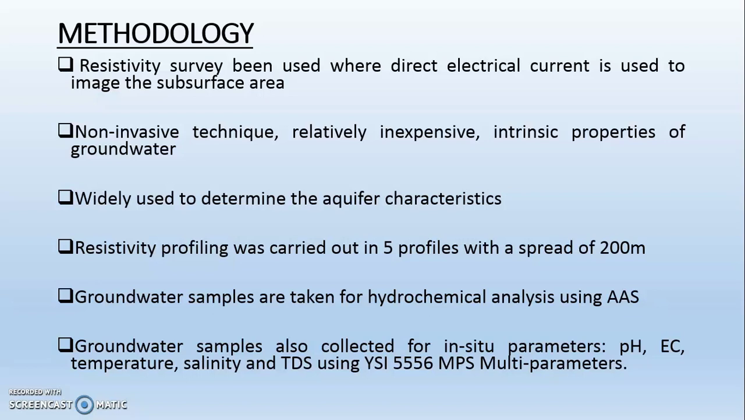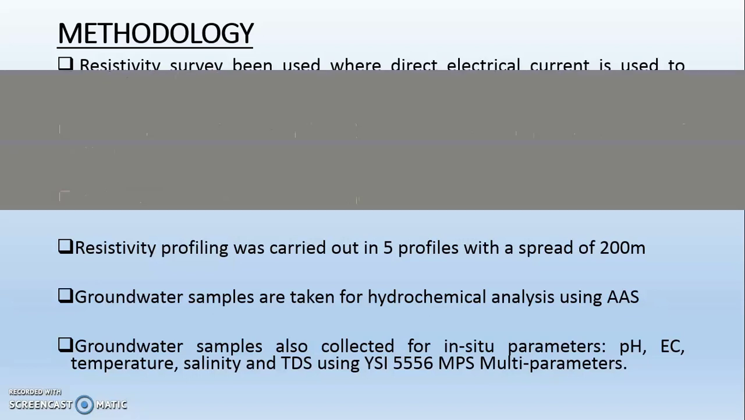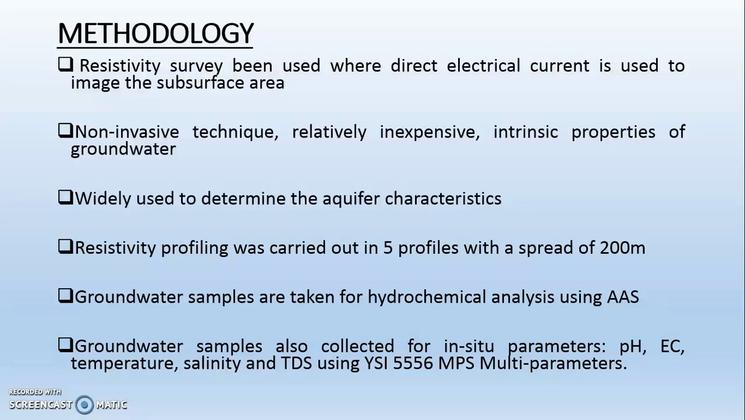In this study, resistivity profiling was carried out in 5 profiles perpendicular to the coast. Each profile is 200 meters in length with Schlumberger and pole-dipole configuration. Groundwater samples were also taken from several wells in the study area for hydrochemical analysis and in situ parameters. For hydrochemical analysis, atomic absorption spectrometry (AAS) has been used.